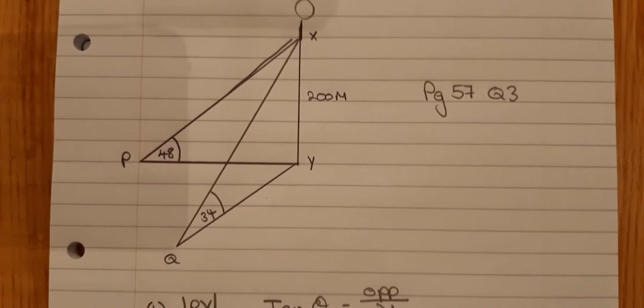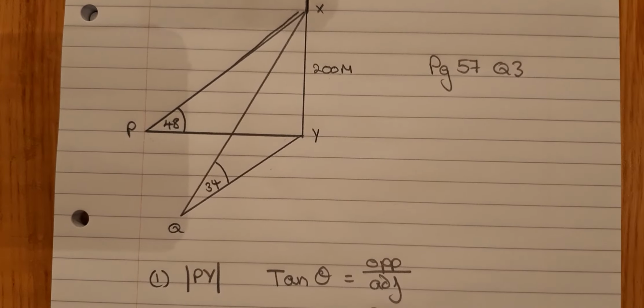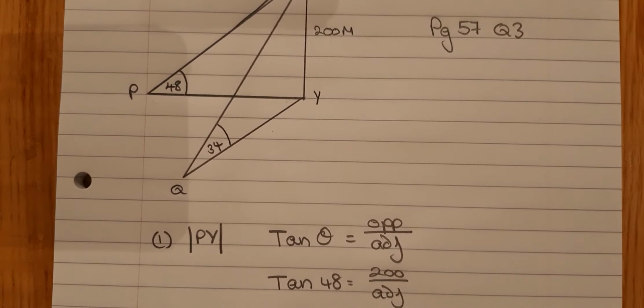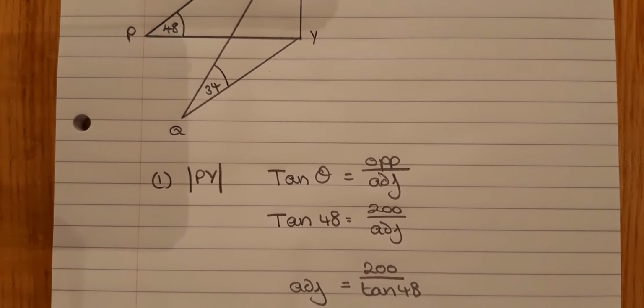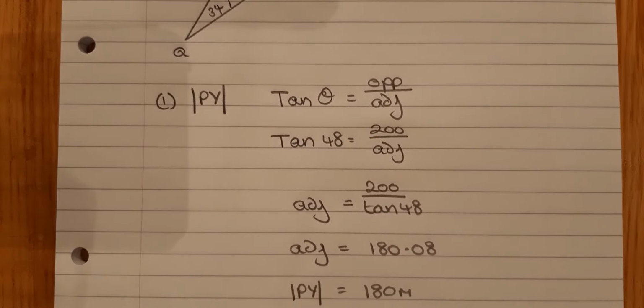So the length of the line PY, we're using tan, which is equal to the opposite over the adjacent. So we have the tan of 48 equals 200 over the adjacent. Moving the tan of 48 over the equal sign and the adjacent over the equal sign, we get the adjacent is equal to 200 over the tan of 48. So the adjacent is equal to 180.08. So the length of the line PY correct to the nearest metre is 180 metres.